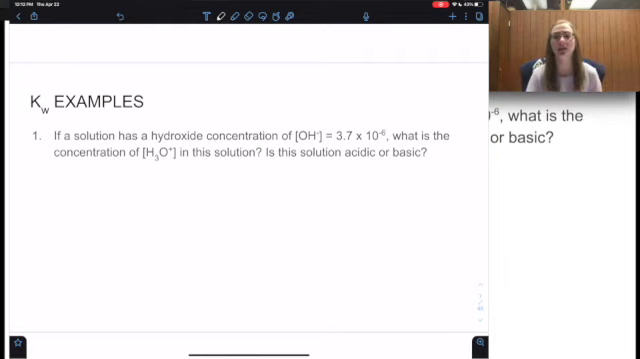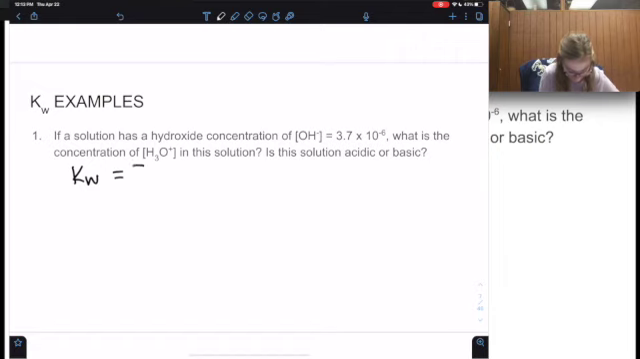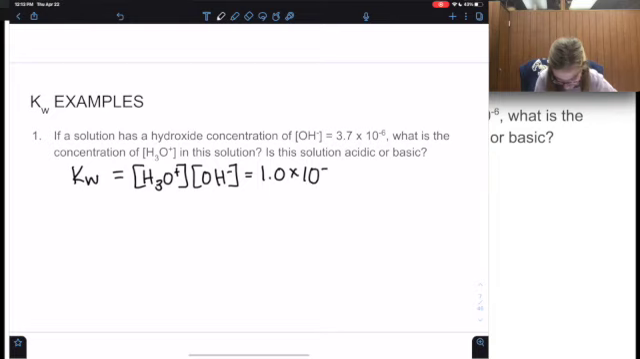So we're going to use that Kw equation in this case to figure out how that H3O+ concentration is changed, since we have a higher concentration of OH- in our solution than what we would have expected for pure water, being 1.0 times 10 to the minus 7. So our equation is Kw equals the concentration of H3O+ times the concentration of OH- equals 1.0 times 10 to the minus 14.